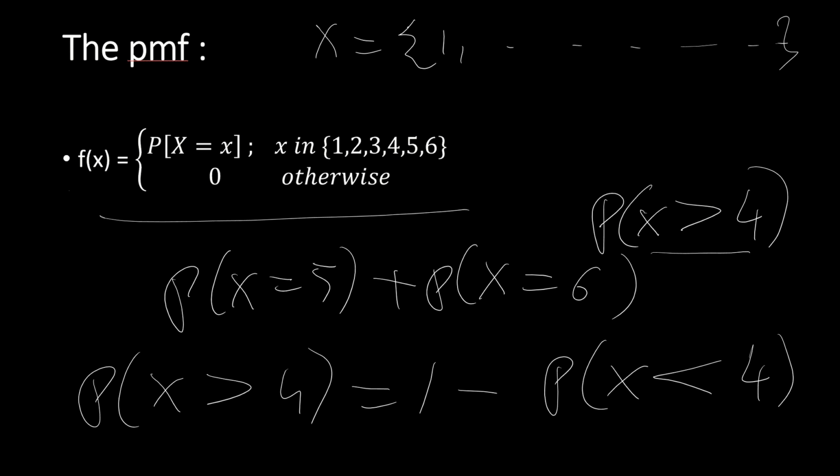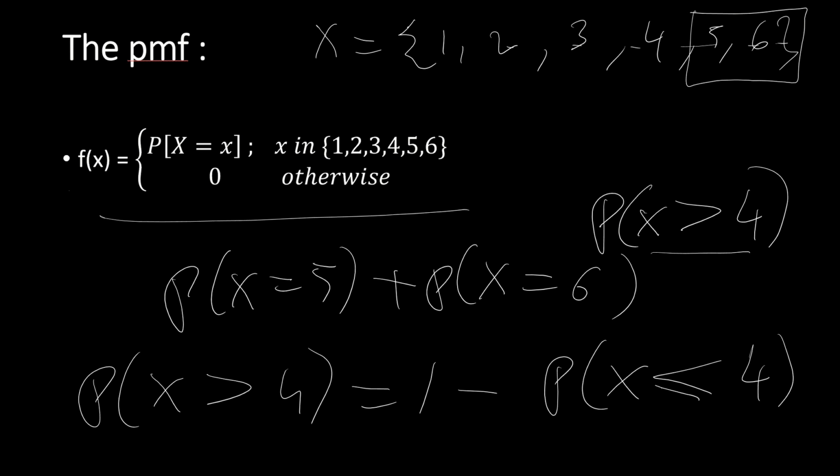So in this set, let's say we have 1, 2, 3, 4, 5, 6. We want the probability that x is greater than 4, so we are interested in this number. What I can do is 1 minus the probability that x is less or equal to 4. So that's how you get it.